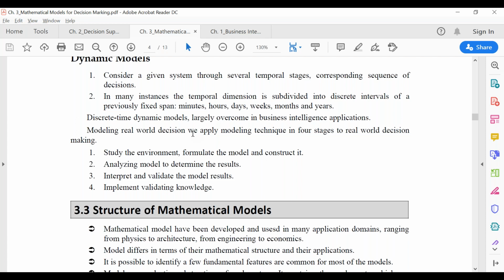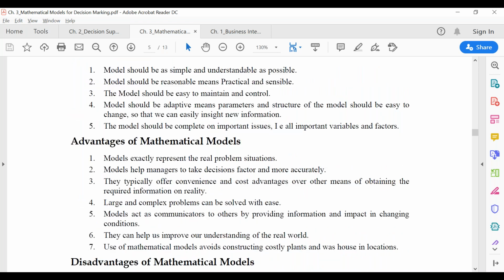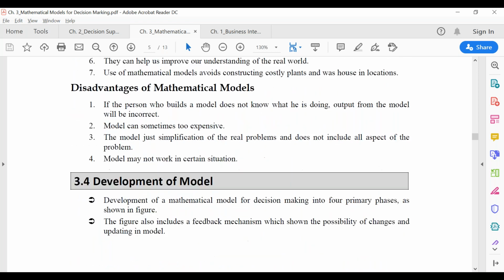First, study the environment, formulate the model and construct it, analyze the model to determine the results. Third, interpret and validate the model results. Fourth, implement the validated knowledge. So this is a small explanation for how the models are being made. Then there are structures. I've already told you the advantages and disadvantages.